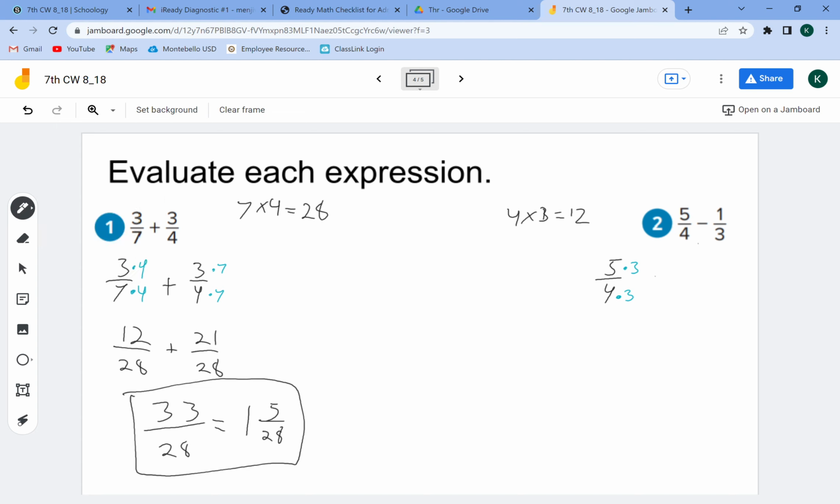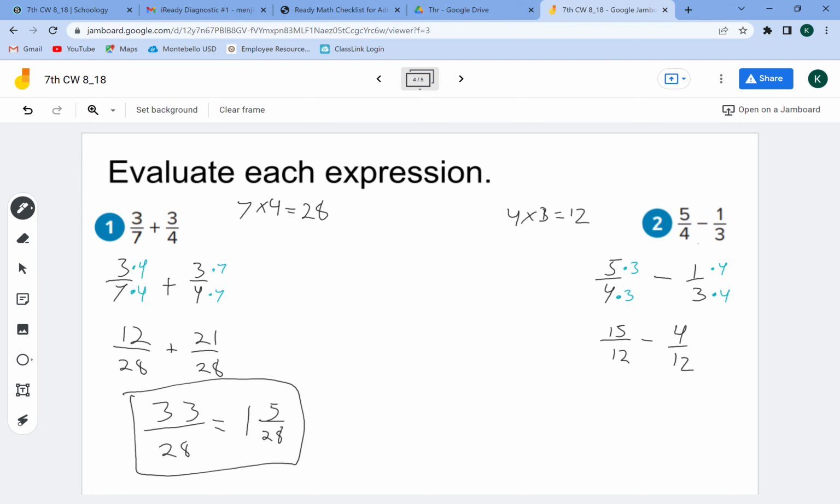Then minus 1/3. Let me make that a little bit clearer here. I go ahead and multiply here by 4 and here by 4. That way I can get the fractions talking to each other. On the numerator of the first fraction, I get 15 over 12, minus 4 over 12.